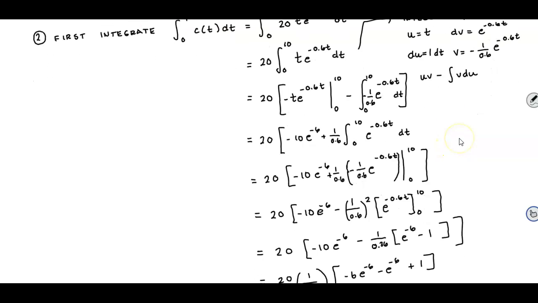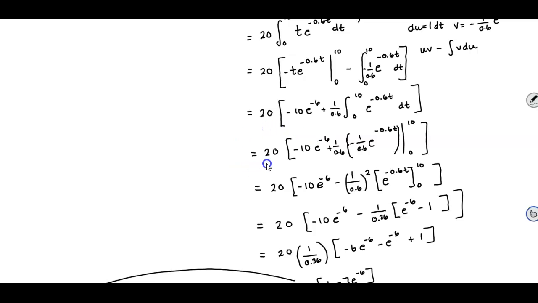So now we're going to factor out of the integral the negative 1 over 0.6. If we factor that out, it becomes plus 1 over 0.6, the integral from 0 to 10 of e^(-0.6t) dt. And over here, we're going to evaluate from 0 to 10. If we put in 0, we have 0 in the front, so we know it's going to eliminate. Plugging in 10, we're going to get negative 10 e^(-6).